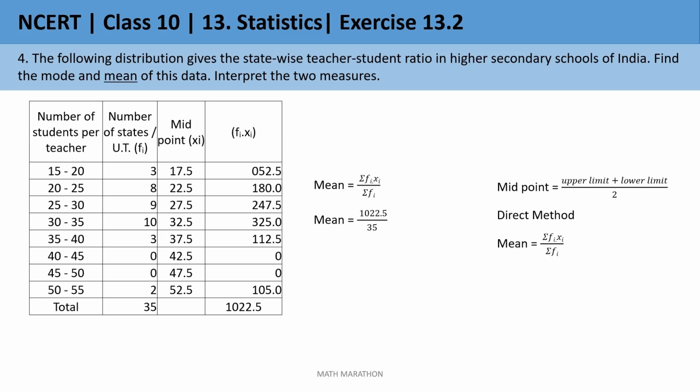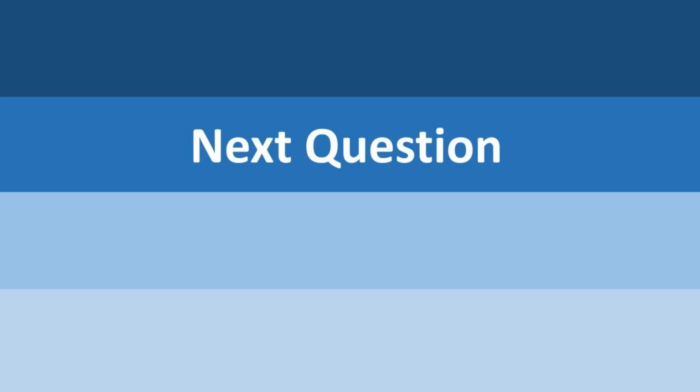Mean is summation of FiXi, which is 1022.5, divided by summation of Fi, which is 35. Let us divide numerator and denominator by 5. Mean is equal to 204.5 by 7. Mean is 29.214287. Mean is approximately equal to 29.2. Let us see next question.